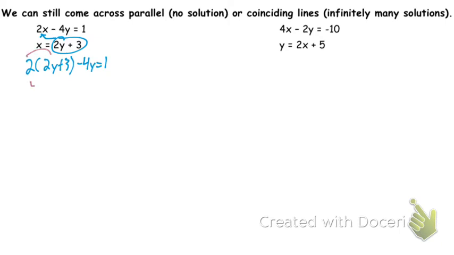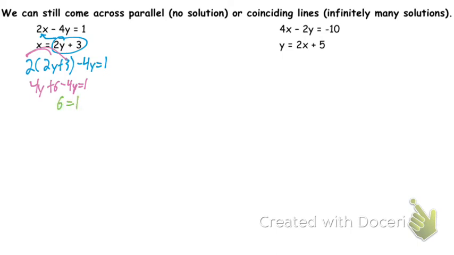2 times 2y is 4y. 2 times 3 is 6. Minus 4y equals 1. Questions on up to this step? Alrighty. What is 4y and that negative 4y? What are those combined to be? 0. You don't have any y's left. So we have 6 equals 1.